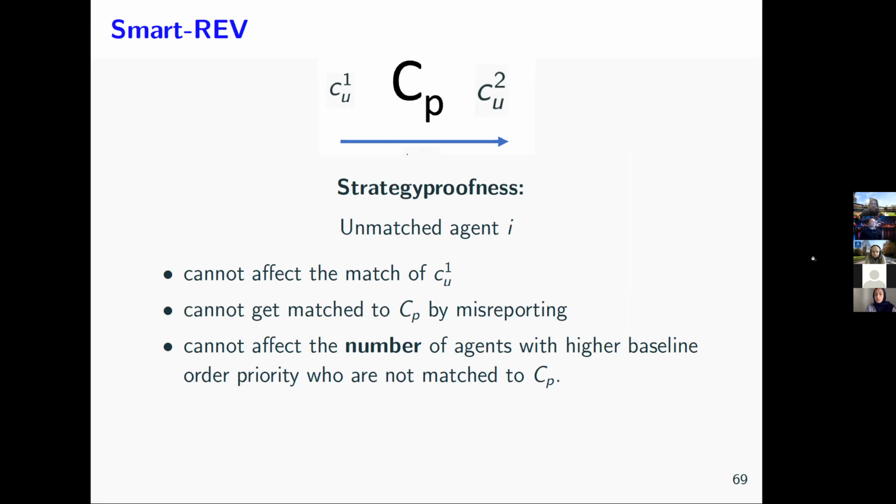And because of this fact, we get that an agent also cannot misreport to get some unit in CU2, the last unreserved category. So this is just a very high level sketch of why the smart rev rule is strategy proof, and most of the argument is embedded in the fact that the rev rule is strategy proof, which I did not go into detail.